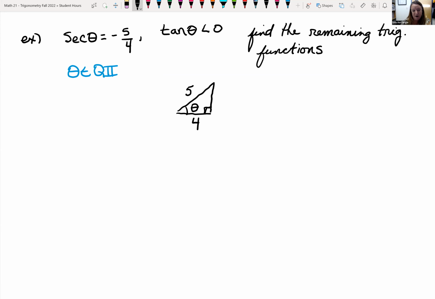Now we need to figure out what the opposite side is. Using the Pythagorean theorem, the opposite side would be the square root of the hypotenuse squared minus the other side squared. So this gives me the square root of 25 minus 16. 25 minus 16 is 9. So the square root of 9 gives me 3. So we know that this side right in here is 3.